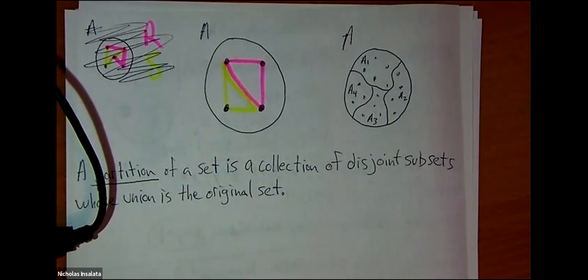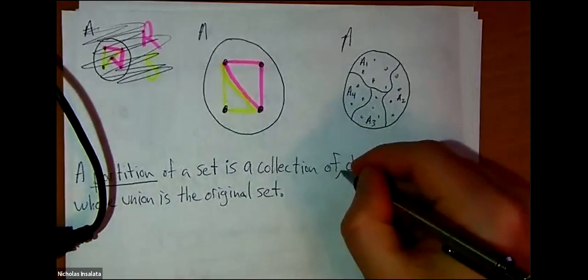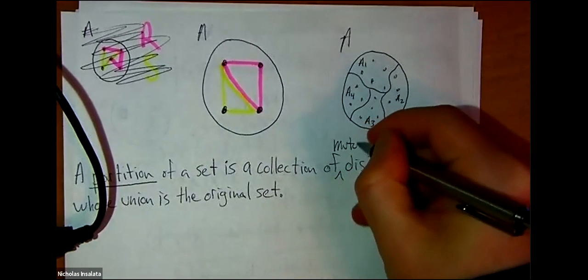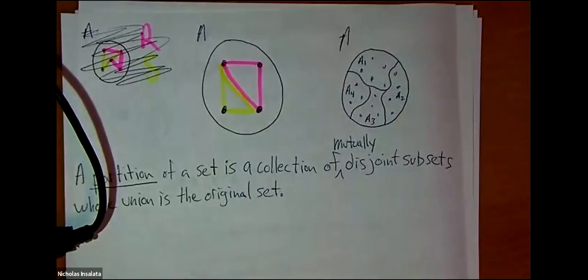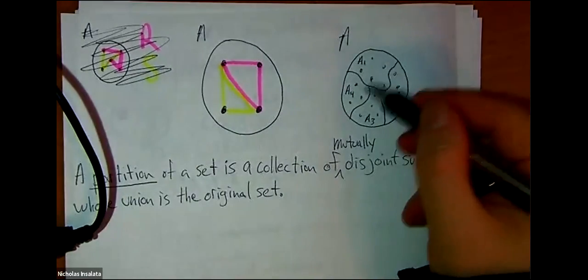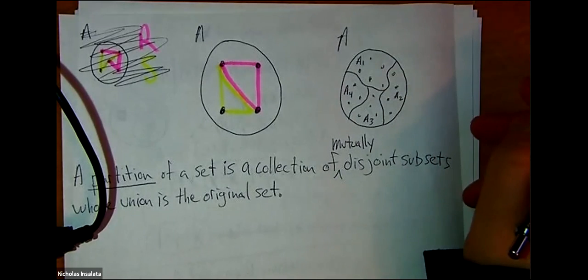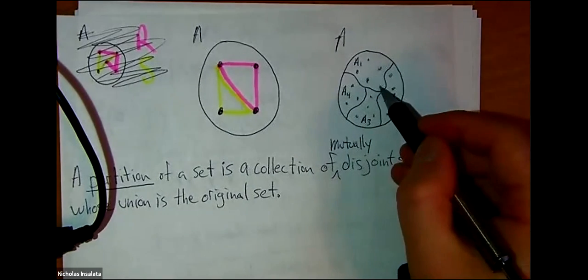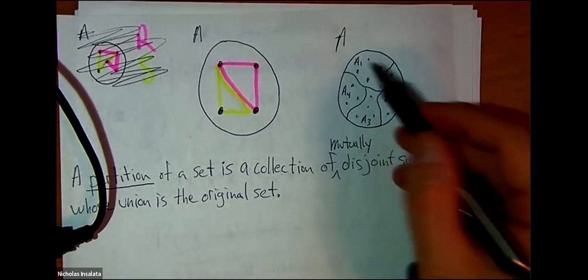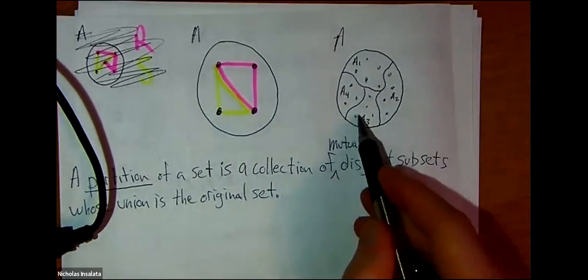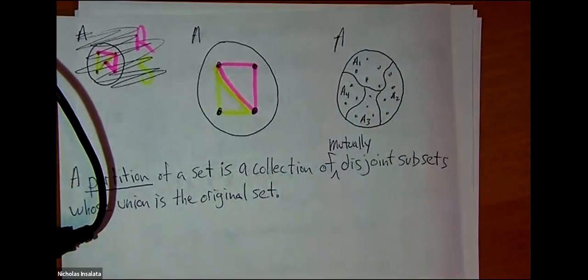Each part is disjoint from all the other parts, mutually disjoint subsets, which means if you pick any two subsets, they don't overlap at all. There's nothing in common. So this point can only be in one of the subsets, and it happens to be in subset A1. This point happens to be in subset A3. And their union makes up the original set.